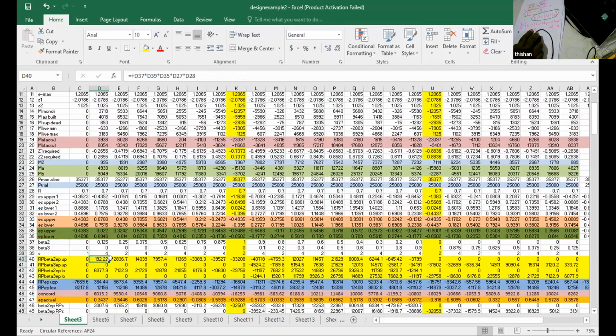Here you can see I am multiplying D37. D37 is beta 2, multiplied by D39. You can see I have multiplied by this coefficient. Then D35 upper limit, and D27 P trial. D28 is R. So these are P, beta 2, EP upper, but here this S factor is also there.